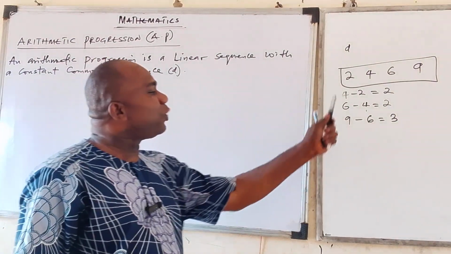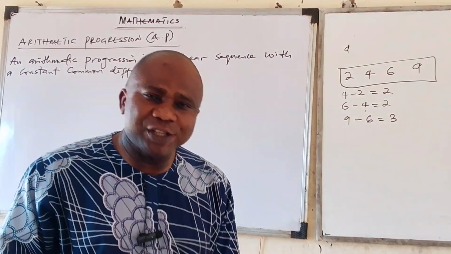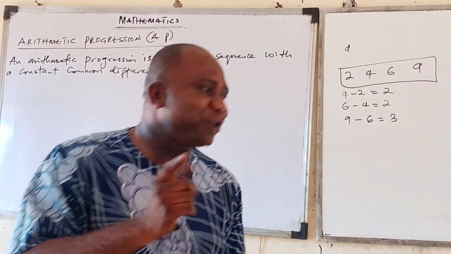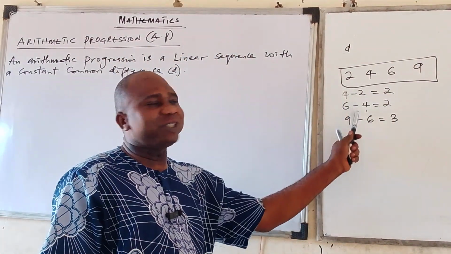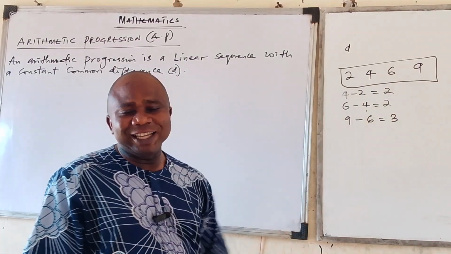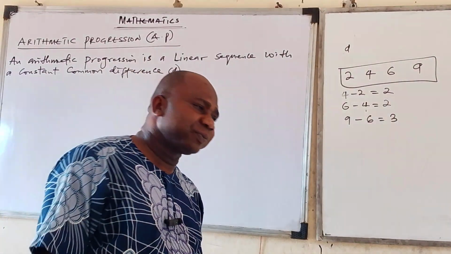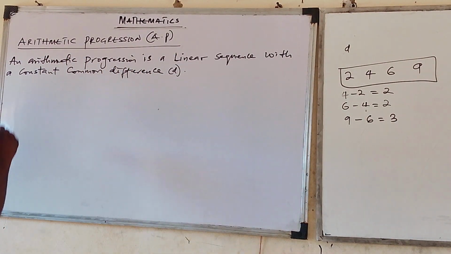For a sequence to be called a linear sequence, the common difference must be constant. So here we have seen that the common difference is not constant, so you cannot call this a linear sequence or arithmetic progression. Now let's look at the nth term of an AP.